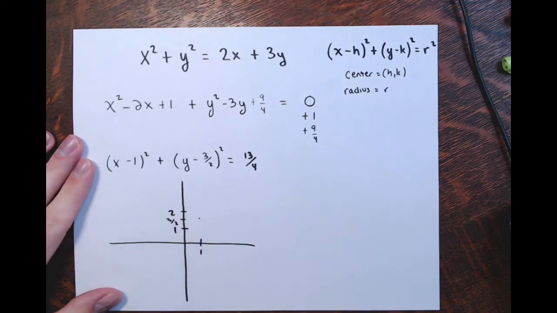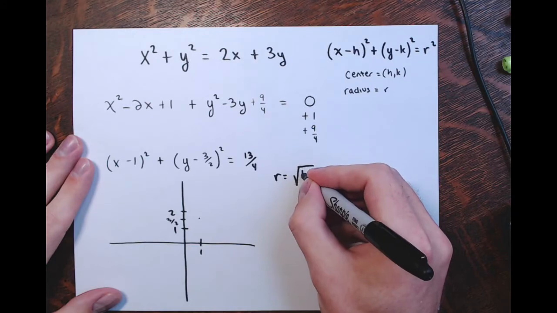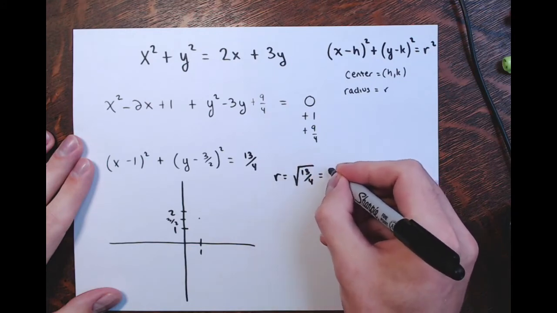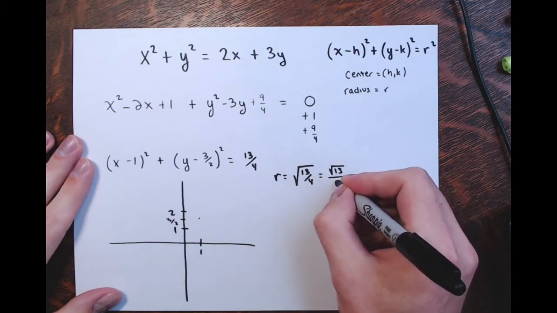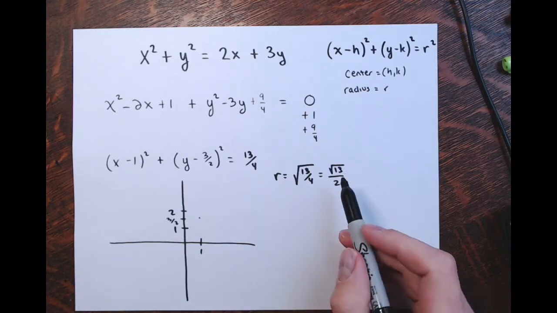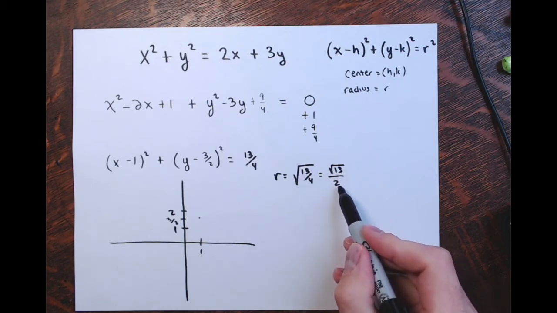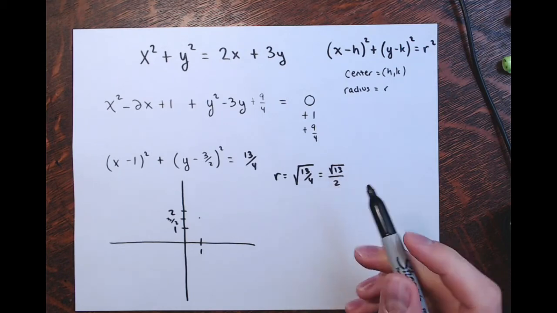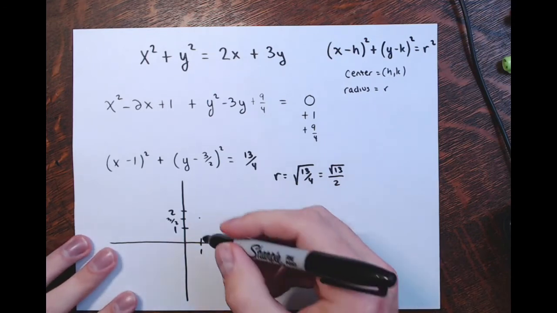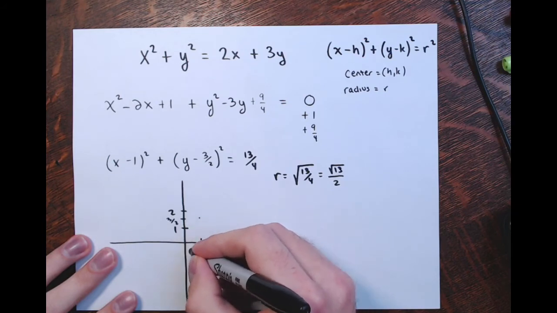There's the center. And then the radius is the square root of 13 fourths, which is the square root of 13 divided by 2. So the radius of this circle is between 3 halves and 2, because the square root of 13 is between 3 and 4. So this divided by 2 will be between 1.5 and 2. So between 1.5 units and 2, there's a point down here.